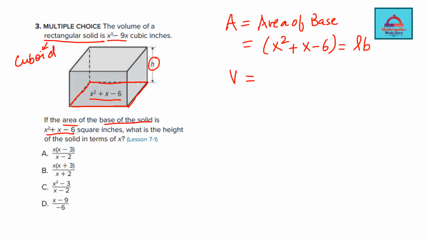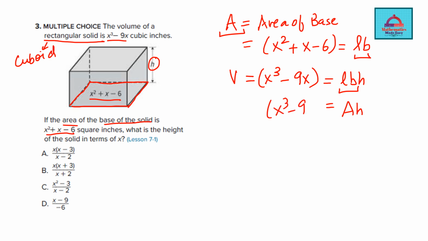And if I write the formula for volume, volume actually is given to you. So I'm just writing it one more time from the question itself. So the answer is in the question. Now you write V equal to LBH. Length multiplied with breadth multiplied with height. That's the formula, correct? And length multiplied by breadth is nothing but area, which is given to you. So can I write like this? It is the same as x cube minus 9x, which is nothing but the volume equal to area.